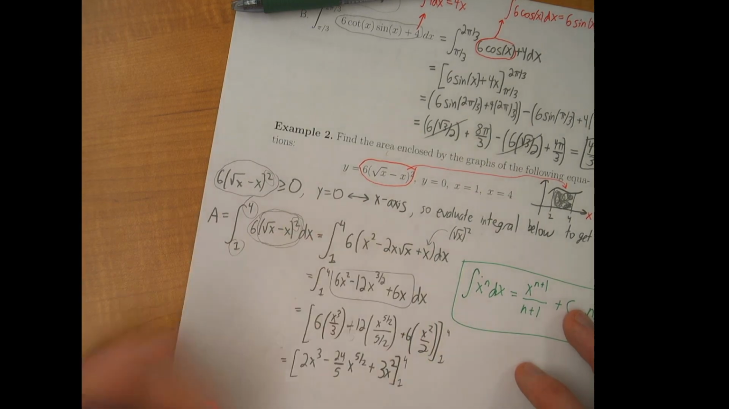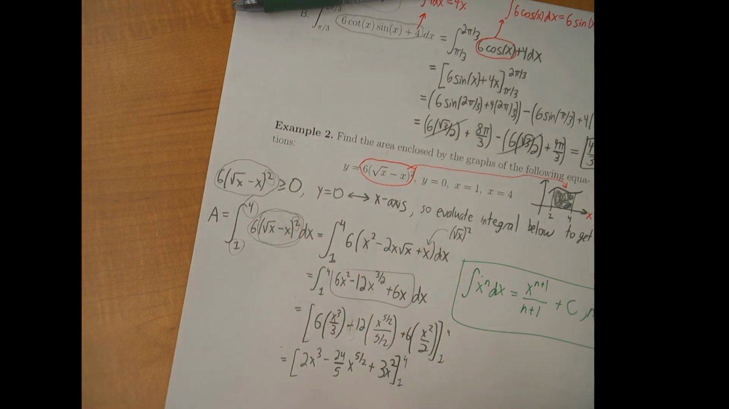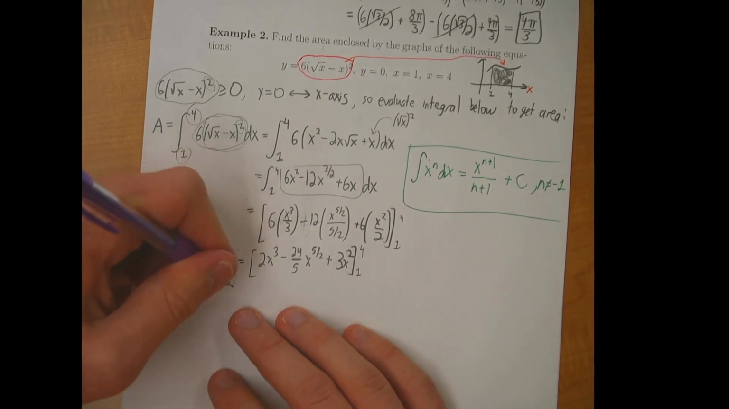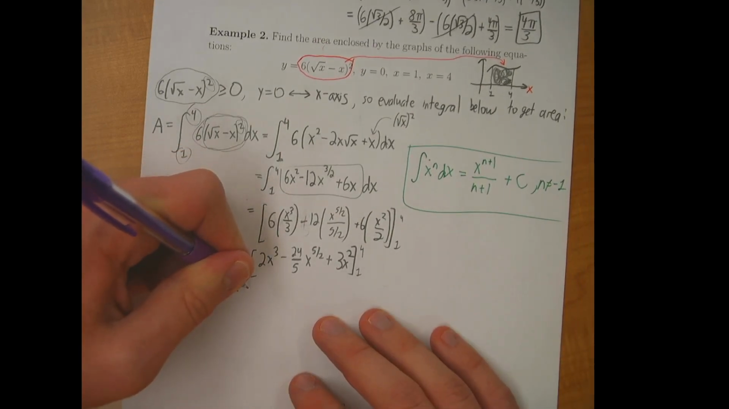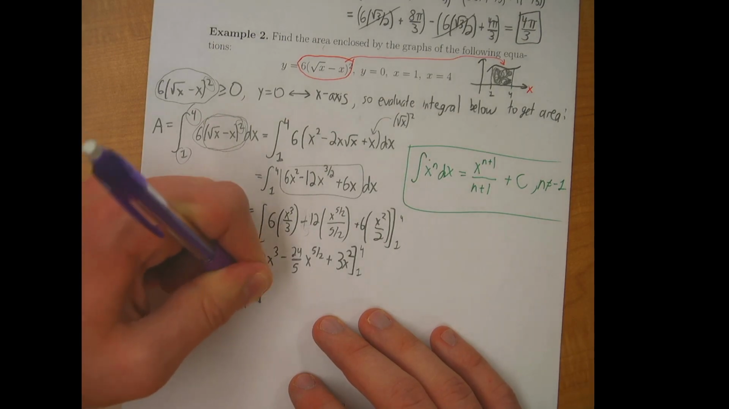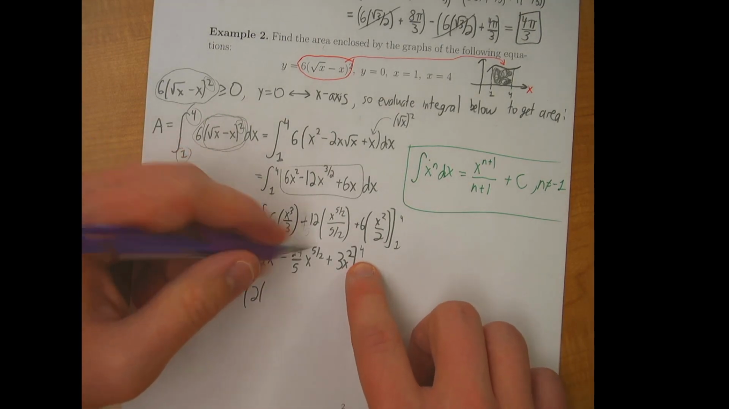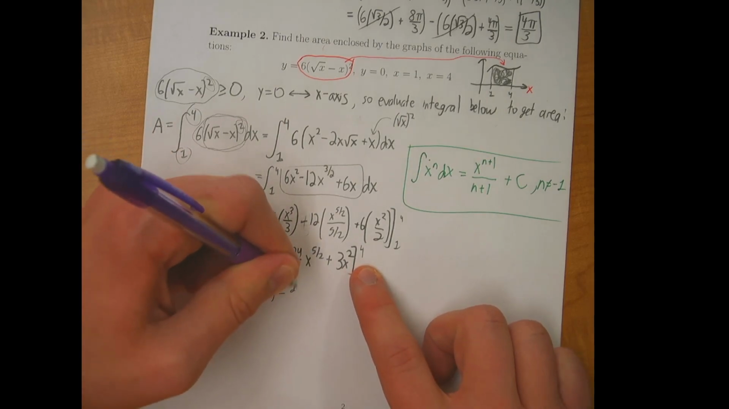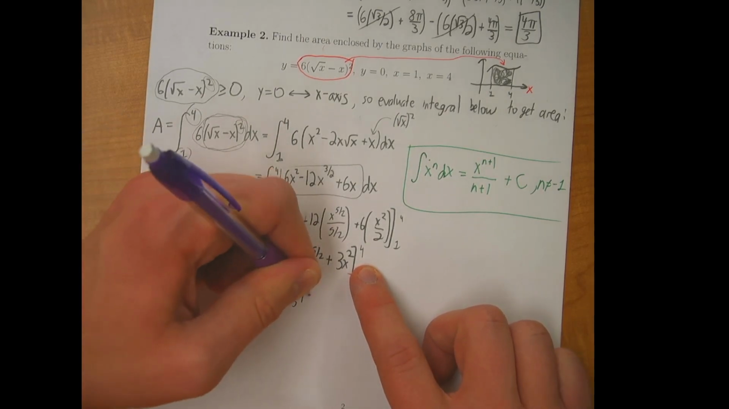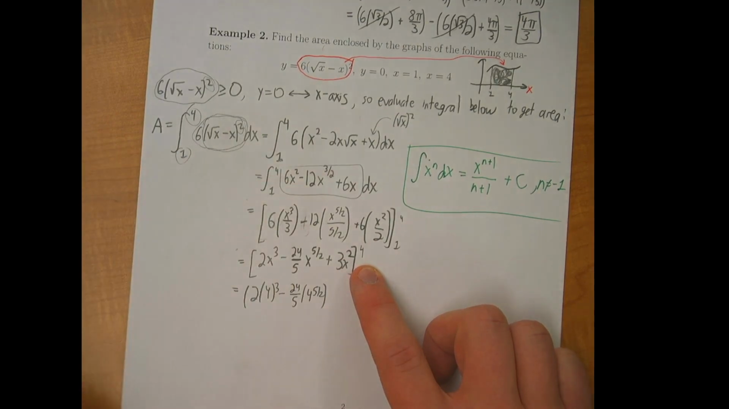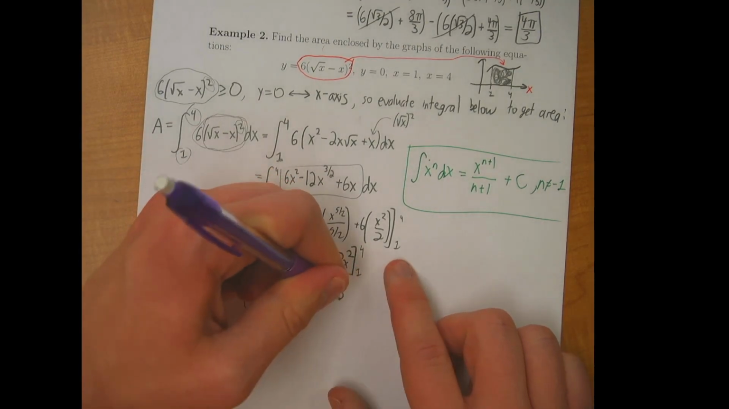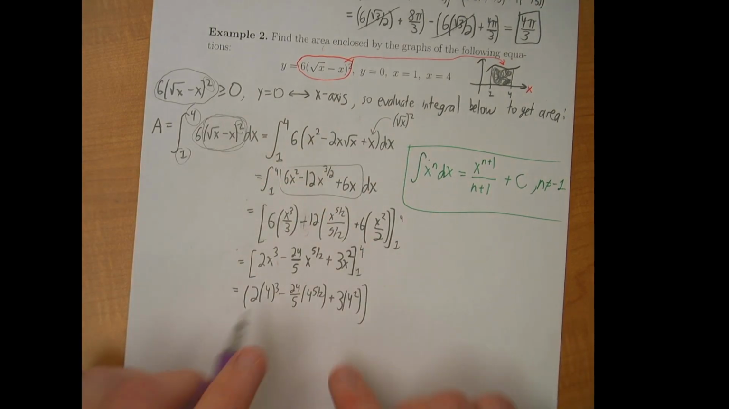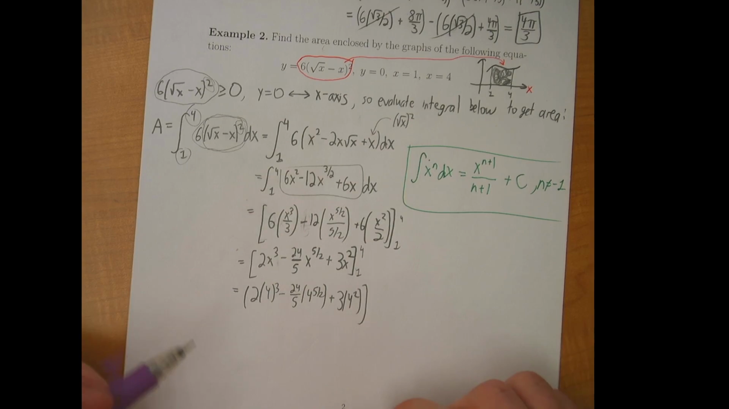Now if we apply the fundamental theorem of calculus, let's see what we get. First we let x equal 4, so we have 2 times 4 cubed, minus 24 over 5 times 4 to the 5 halves, and then plus 3 times 4 squared. That's the first part of our fundamental theorem application.